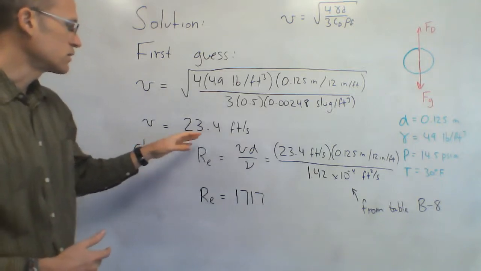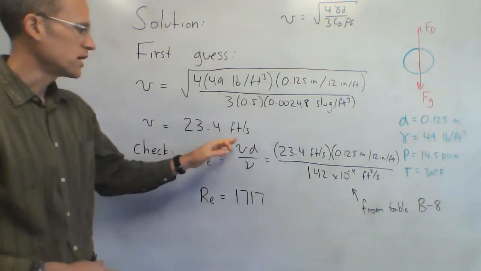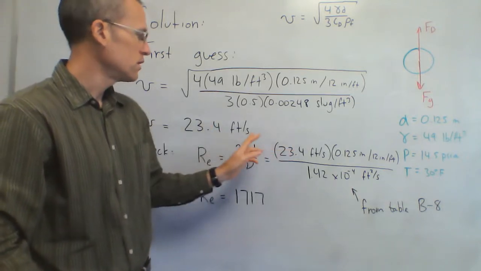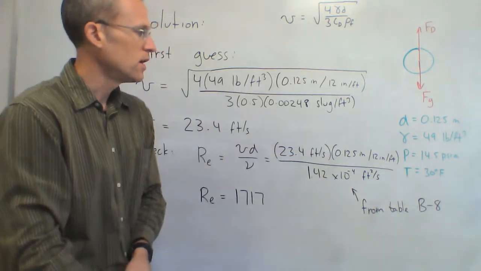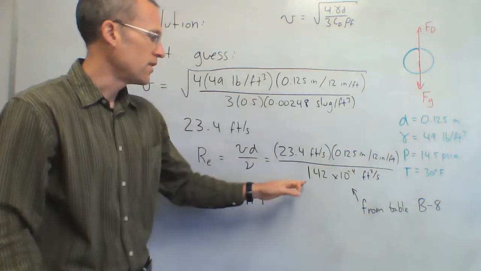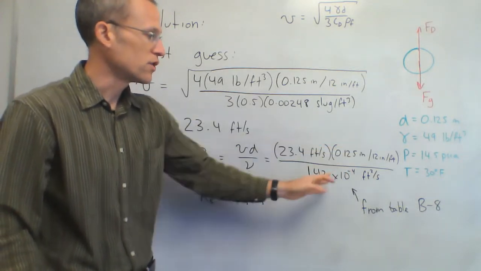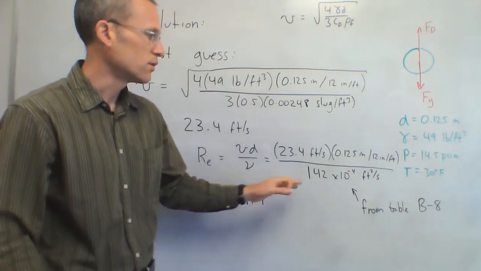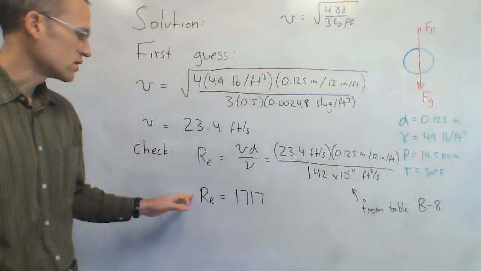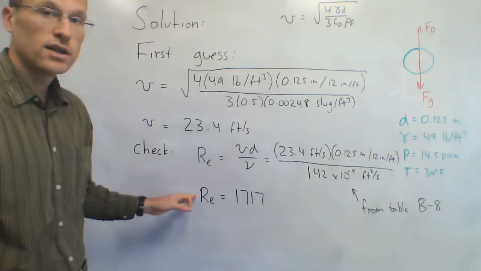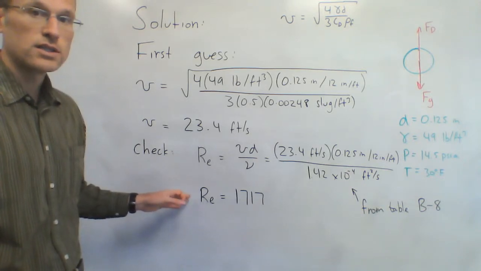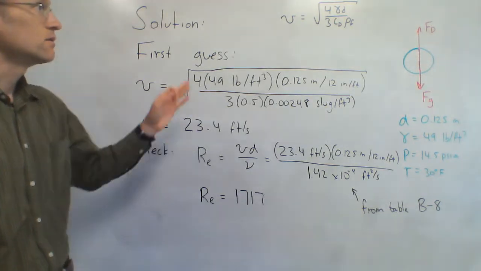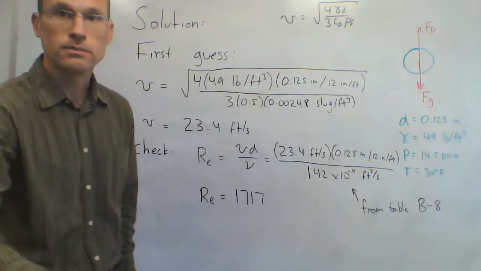So first thing I want to do is find the Reynolds number. So Reynolds number, velocity, diameter over kinematic viscosity. Velocity 23.4 feet per second. Diameter, again 0.125. Turn that into feet, divide by 12. And then the kinematic viscosity of air at 30 degrees Fahrenheit, I can find that in table B8, 1.42 times 10 to the negative 4 feet squared per second. That gives me a Reynolds number of 1,717. Now what I want to do is look at that on figure 11.2 and see if that gives me a CD value of 0.5 or not. So that's the next thing we want to do.